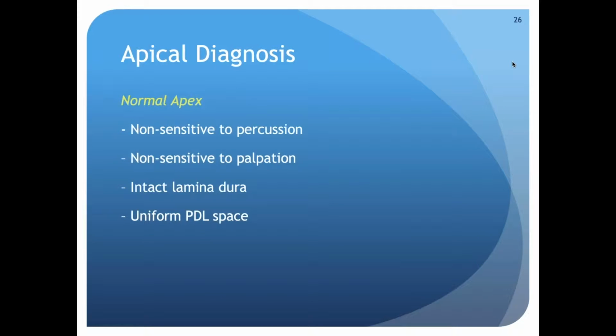So let's get into our apical diagnosis. So first of all, we just have our normal apex. So it's non-sensitive to percussion, non-sensitive to palpation. We look radiographically, our lamina dura is intact all the way around, and we have a uniform PDL space.